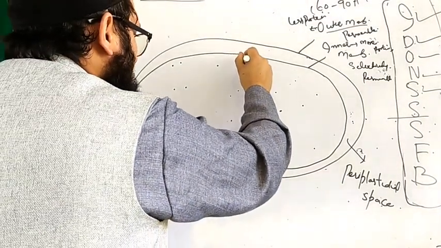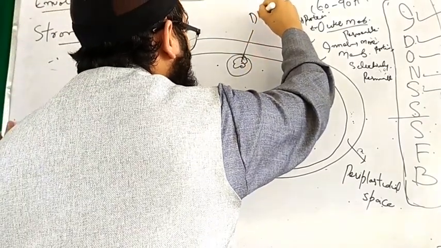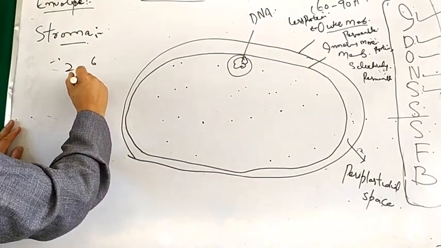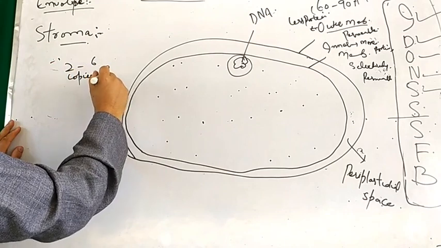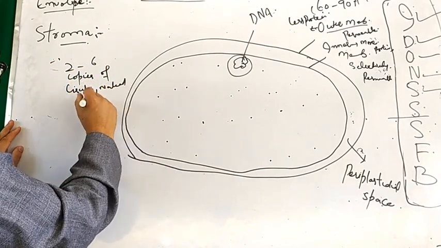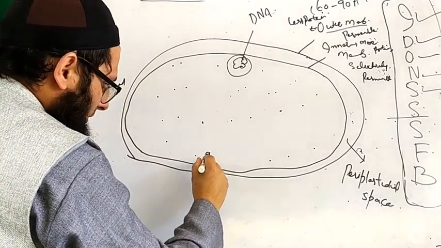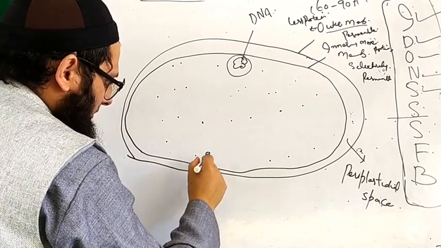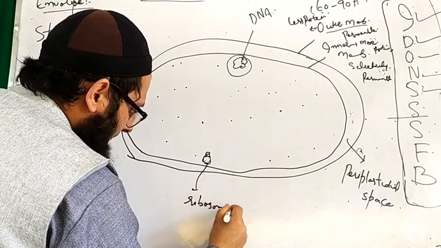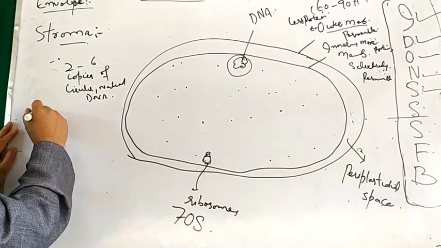Okay, so what is present in the stroma, that is to be seen. We have DNA, for example. We have circular DNA, about 2 to 6 copies of circular naked DNA. We have ribosomes here, 70S. So the ribosomes are 70S.